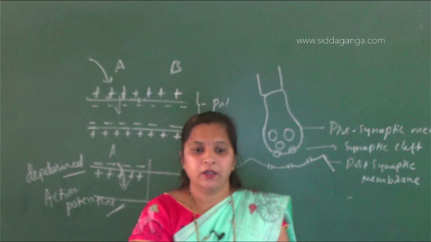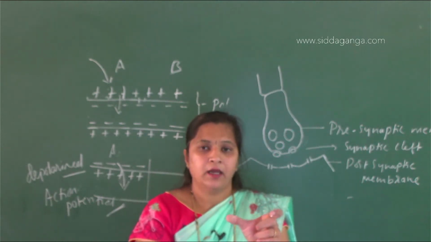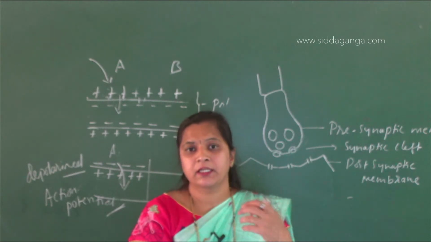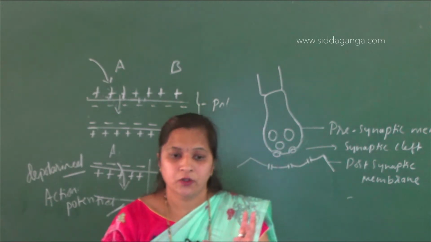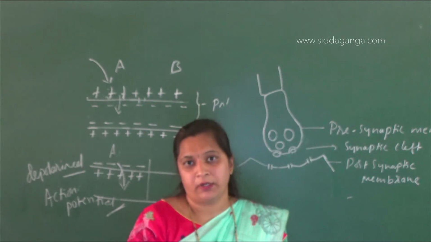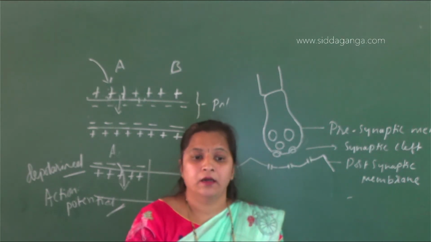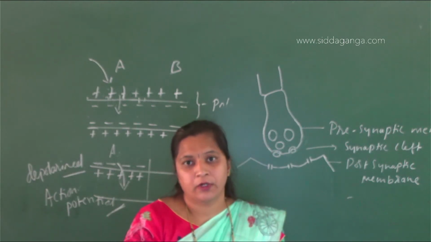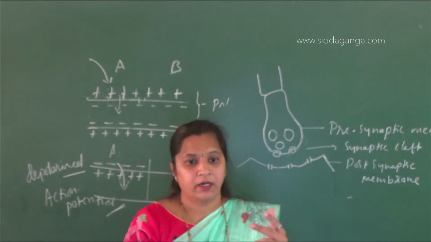So if a sympathetic nerve ending excites a particular organ, the parasympathetic will inhibit it. For example, if we take the heartbeat, the sympathetic nervous system accelerates the heartbeat, whereas the parasympathetic nervous system slows down the heartbeat. That's why they have an antagonistic effect on the organs.